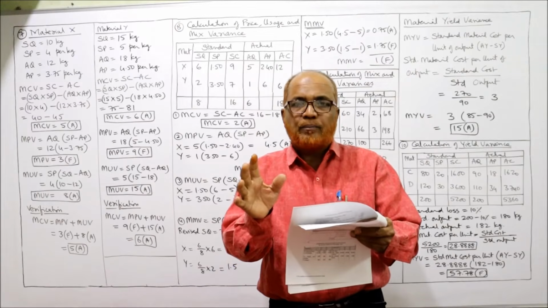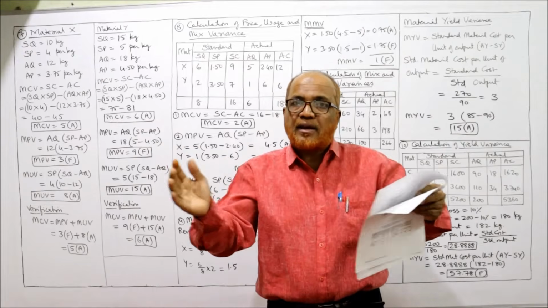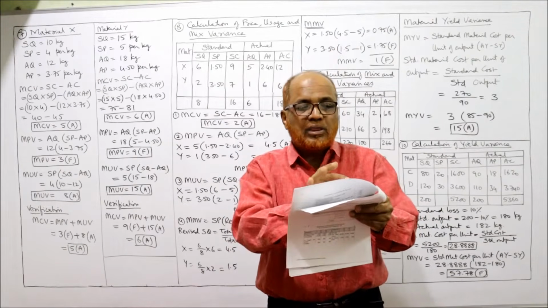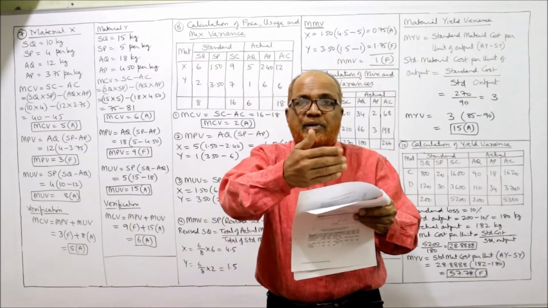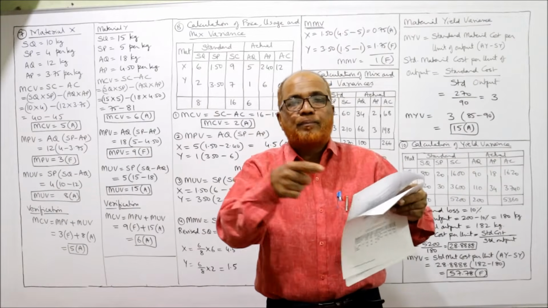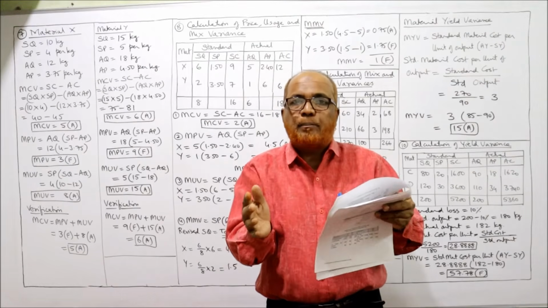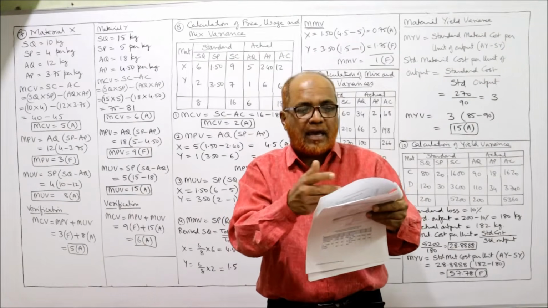So in this problem we are not calculating MPV and MUV separately. We are calculating them combined, with both materials together, unlike the previous problem where it was specifically given to calculate separately. Now we have to calculate MPV combined, MUV combined, and MMV.